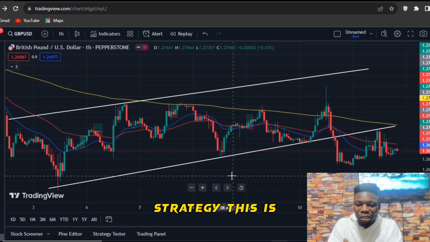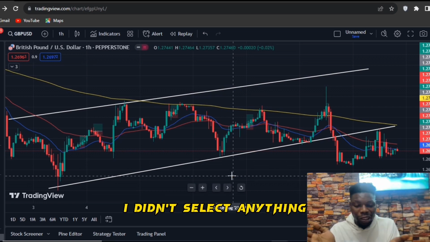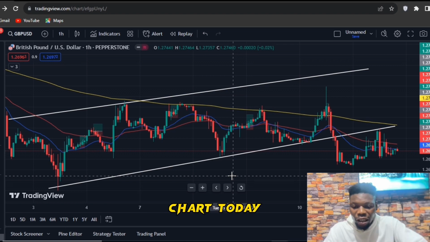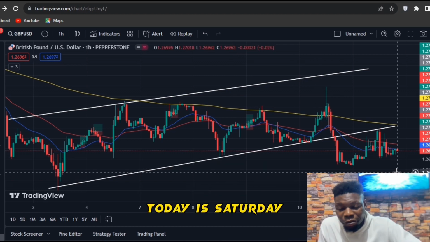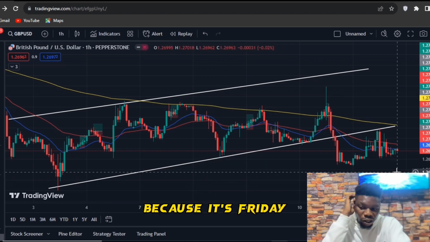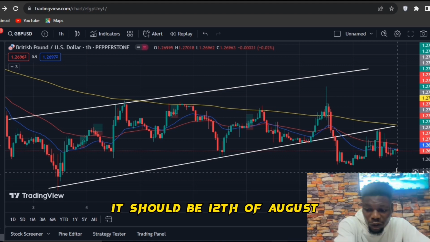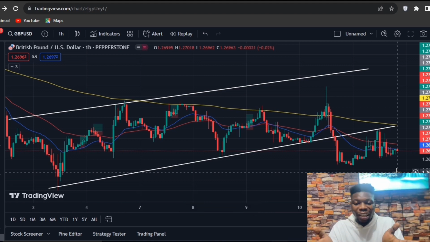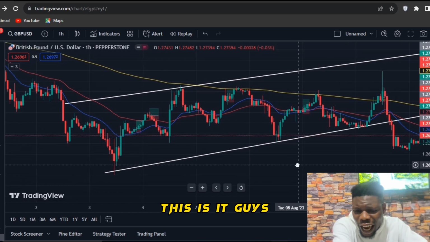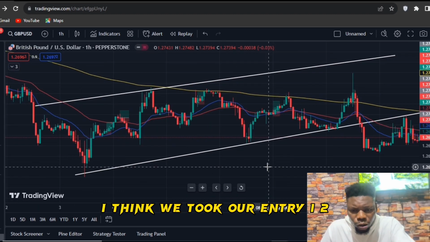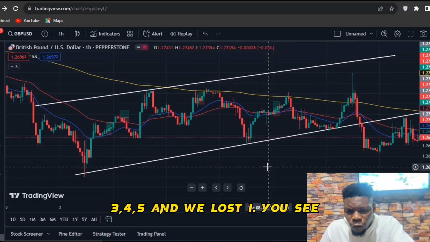My NBA strategy. I didn't select any trade. This is the latest GBP/USD chart. Today is Saturday. I think 12th of August, because it's Friday. I'm saying here, so it should be 12th of August. Guys, this is the latest GBP/USD. This is it, guys. I think we took how many trades? 1, 2, 3, 4, 5, and we lost 1.